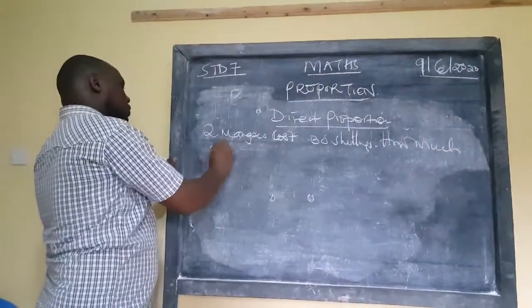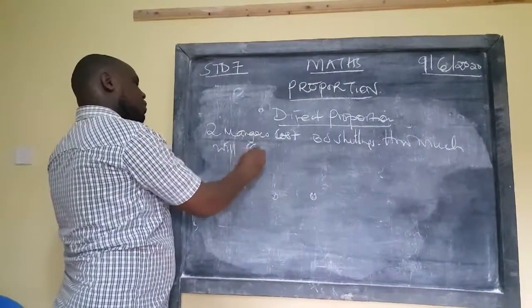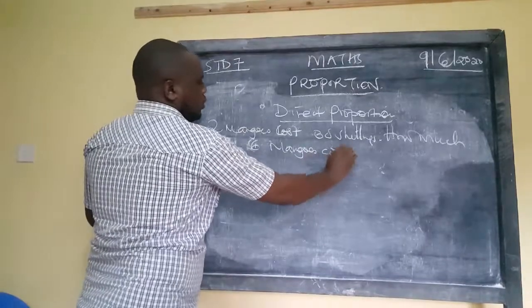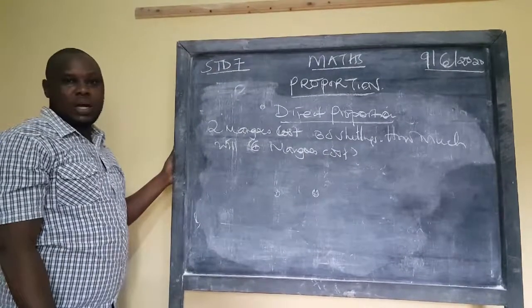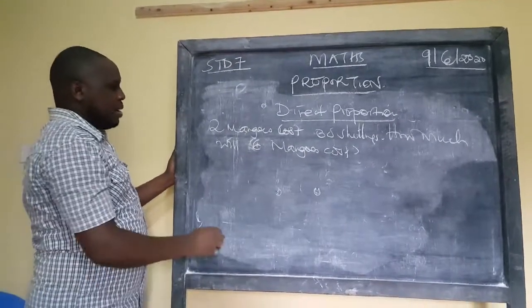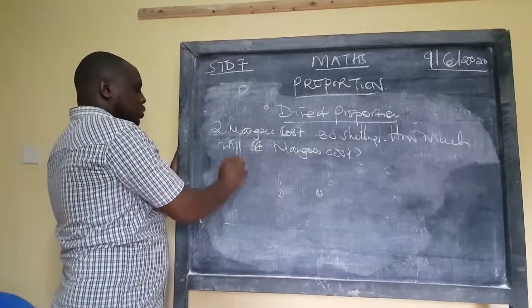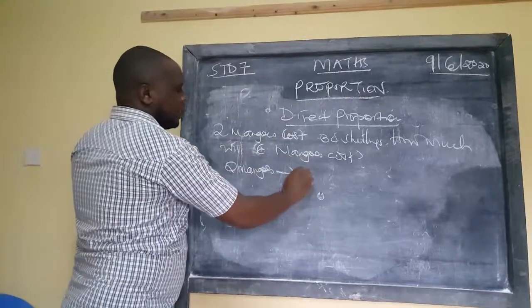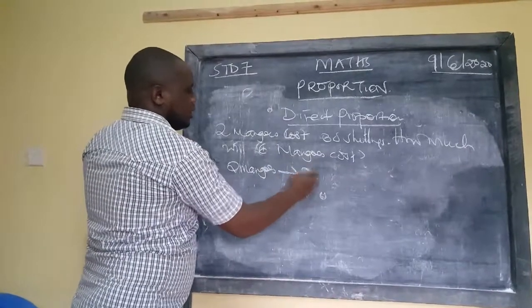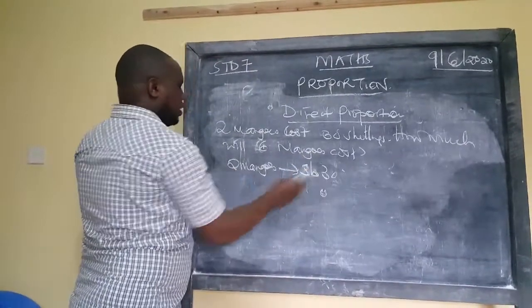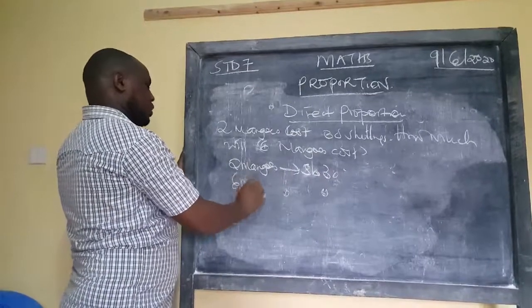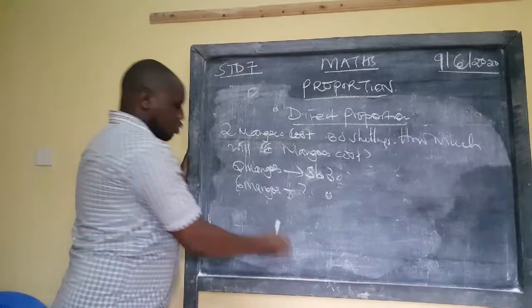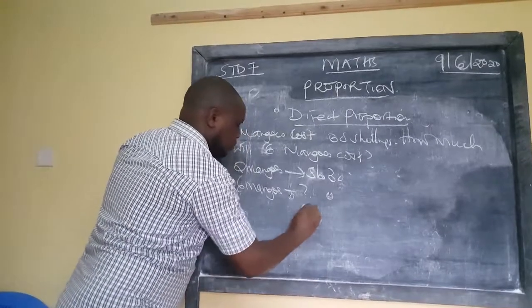How much will 6 mangoes cost? If you look at this, it is a direct proportion, you are comparing directly. So you say if 2 mangoes is equivalent to 30 shillings, what about 6 mangoes? Is how much shillings?